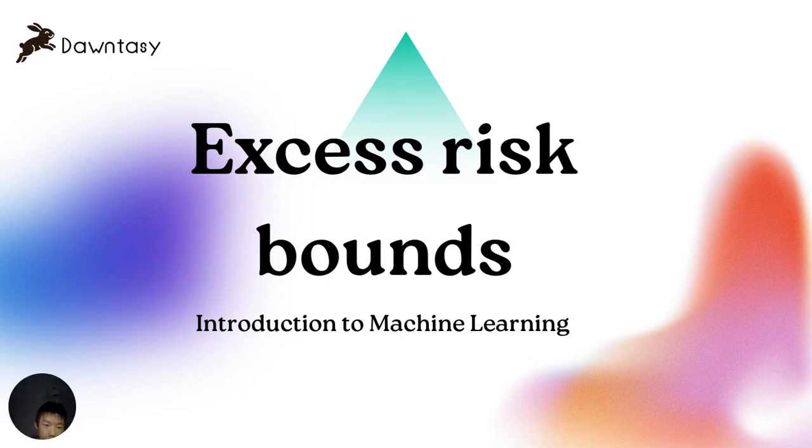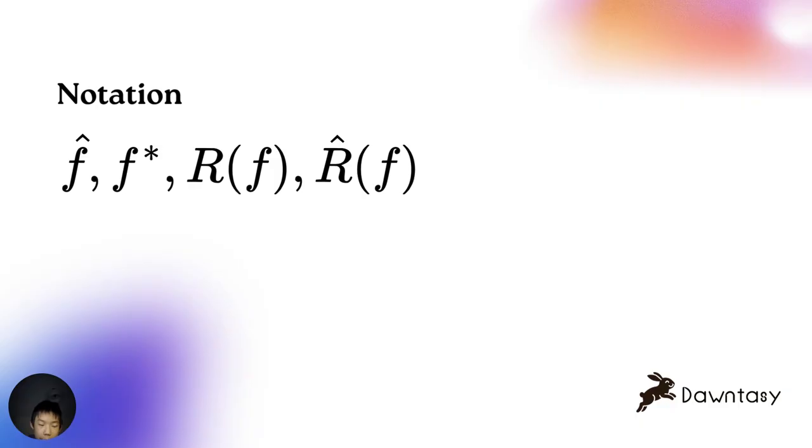Hello. Today I'll be talking about the empirical risk minimization excess risk bound and the proof of it. So let's start with the notation.